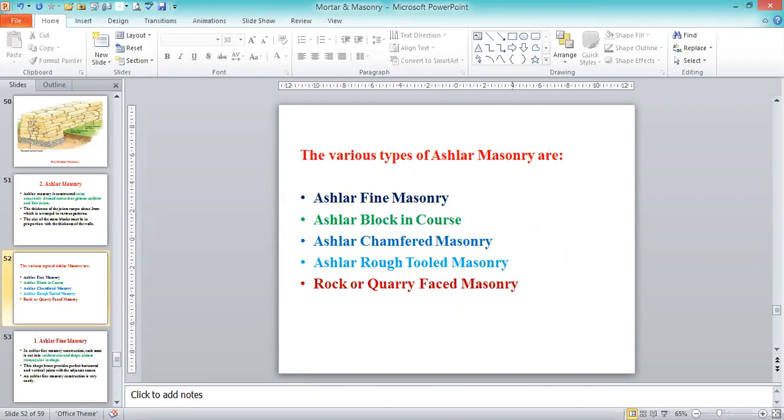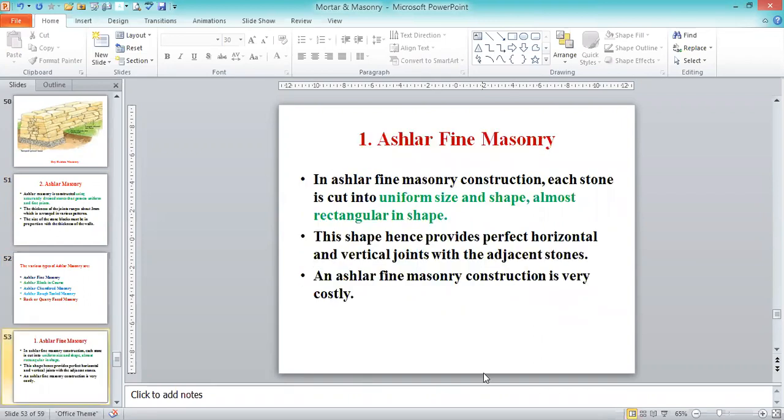The term ashlar fine masonry itself gives you the meaning: uniform size and shape, almost rectangular in shape, because square means it will be a smaller one. That's why we have to go for rectangular. Then we can get a larger width of stone, and we will be using fewer stones. We can reduce the number of joints by going for rectangular shape. Obviously, we are reducing the number of joints. That is the main purpose or objective.